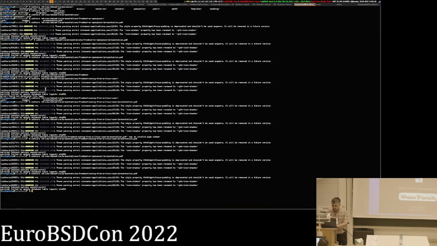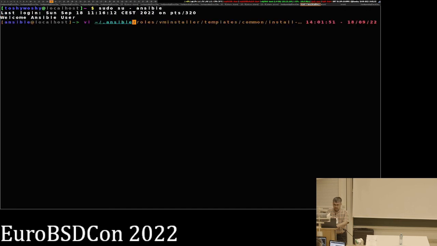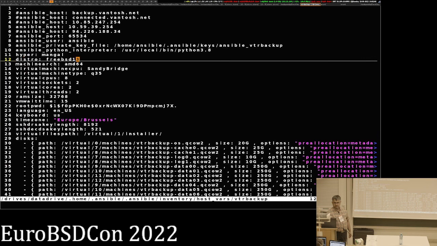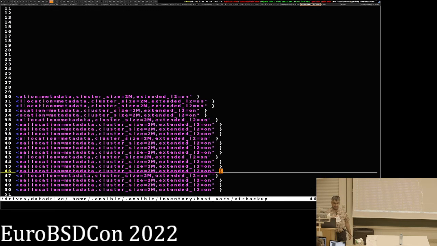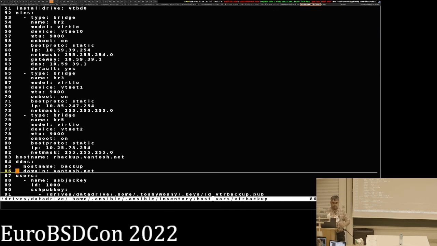Well, I can show you one more thing, now that we have time. I told you about the Ansible that we have. In this case, for instance, if I go to this machine, which is one of our backup machines, the only thing we need to do is basically change the distribution here from FreeBSD 13 to 14 when FreeBSD 14 comes. And then it basically builds our virtual machine in QEMU for us. So from an operator perspective, it's fairly easy. It builds everything up.